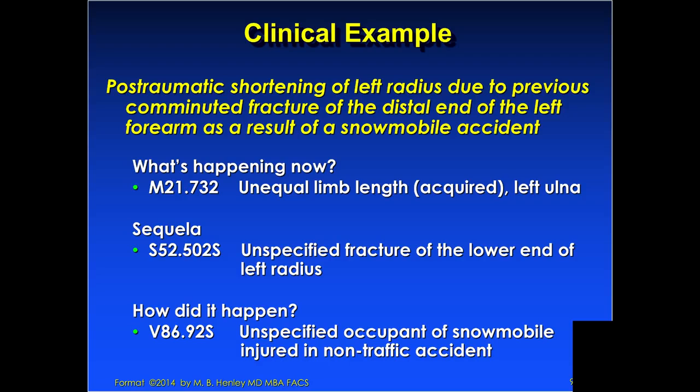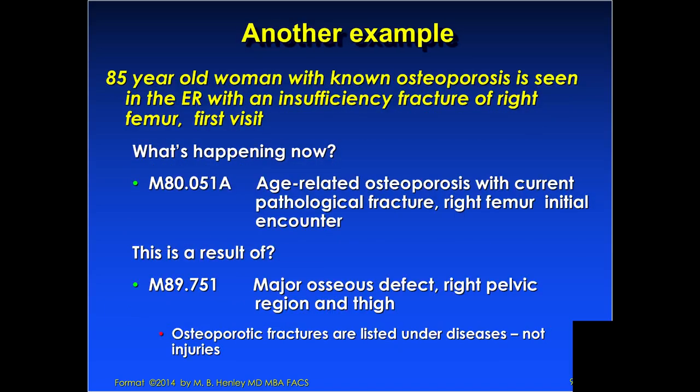It's a sequela of an unspecified fracture of the lower end of the left radius, S52.502S, the S denoting the sequela. And how did it happen? V86.92S, unspecified occupant of a snowmobile injured in a non-traffic accident. Obviously, your history, I'll have to find out if it was a snowmobile in the Midwest on a street or a non-traffic accident. Here's another one, an osteoporotic fracture with an insufficient fracture of the right femur.